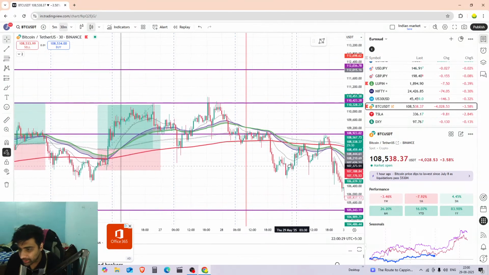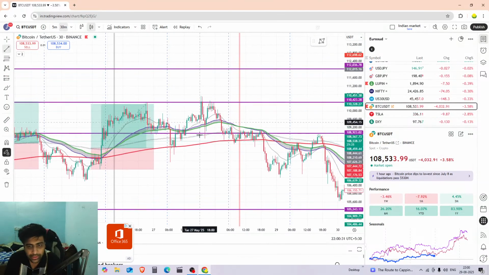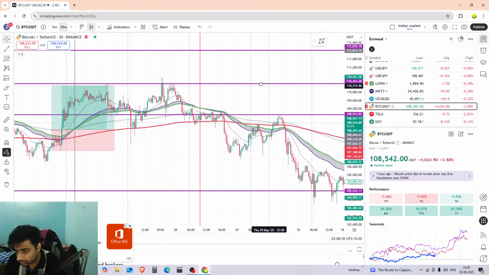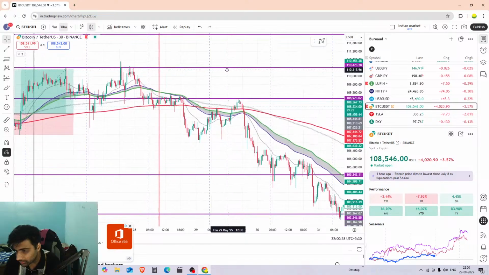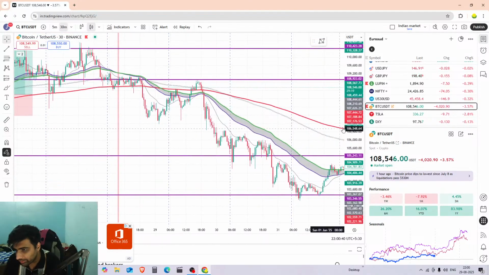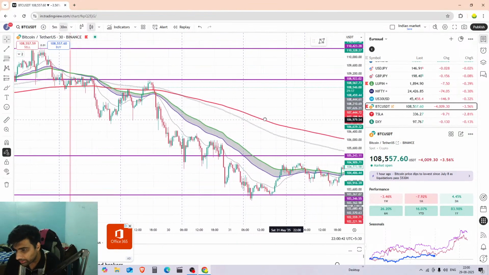Now there is a change in market dynamics. As you can see, the market started going down. Now it's making a lower low. Okay, see, lower low. So the trend has changed. Now we'll wait for it to come to 300 and 200 back. Let's wait.